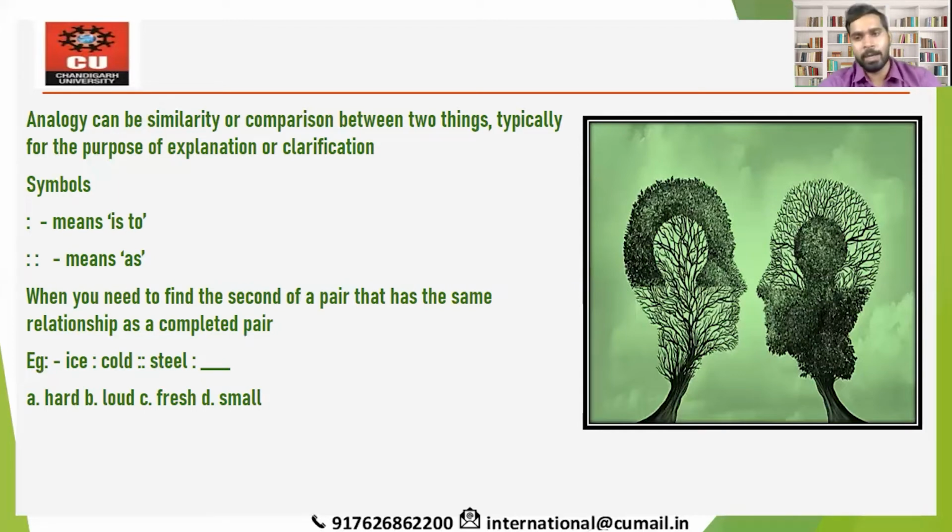If you clearly observe, you need to compare the relationship given to you from both ends of the question. On the left hand side, you see ice is to cold, and on the right hand side, you have steel is to dash, where you need to fill in that blank based on the options given below. The right answer for this one is steel is to hard, because the characteristic of steel is to be hard, whereas ice is supposed to be cold and steel is supposed to be hard. Therefore, option A becomes the right answer over here.